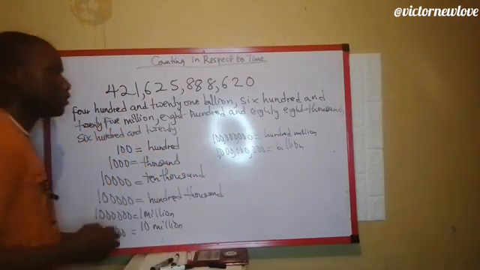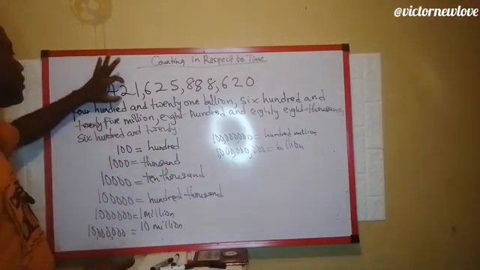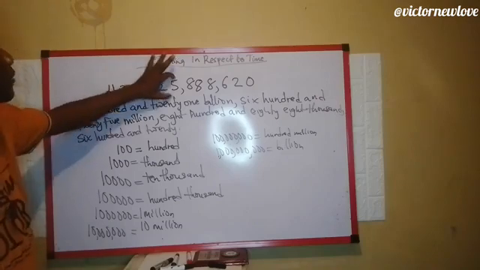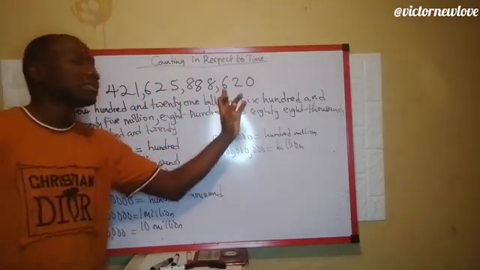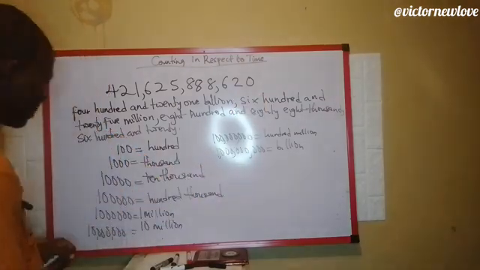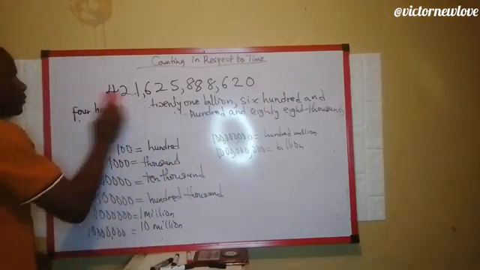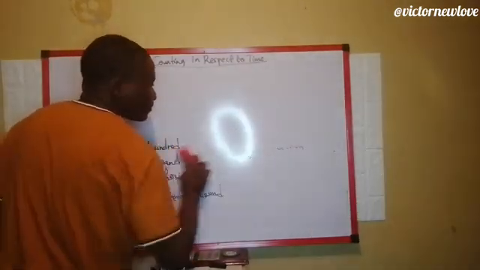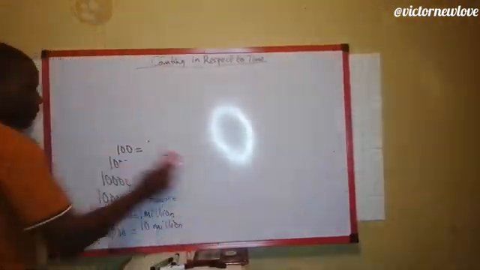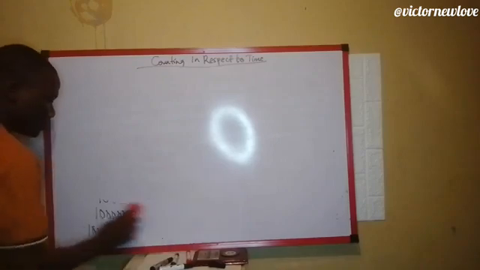So you understand that. That's why it is 421 billion, 625 million, 888,620. Take note of this point. A very, very valid point for you.